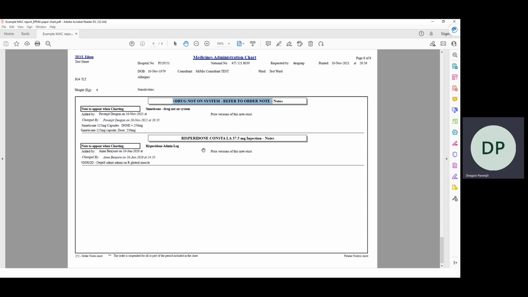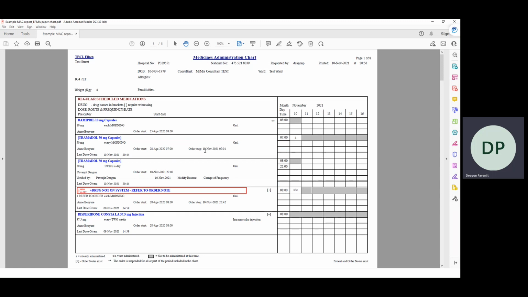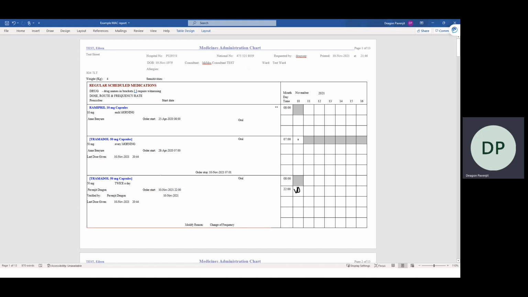As per the standard medication administration process, go through the MAC report, prepare medication for administration, administer to the patient, and you will then record the administration on the MAC report itself. I will now show you an example of a MAC report where a nurse has administered and signed for medication, and also an example of recording a non-administration.